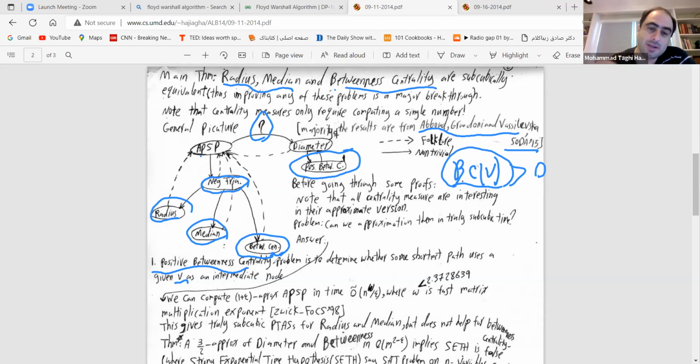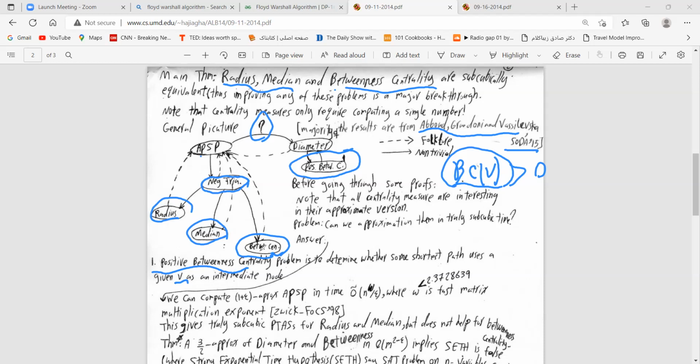So let me say it correctly. A positive betweenness is maybe easier than betweenness centrality, but definitely not harder, because if you compute the betweenness, then you can compute that. So from this diagram, can we conclude that diameter is at most as hard as radius?